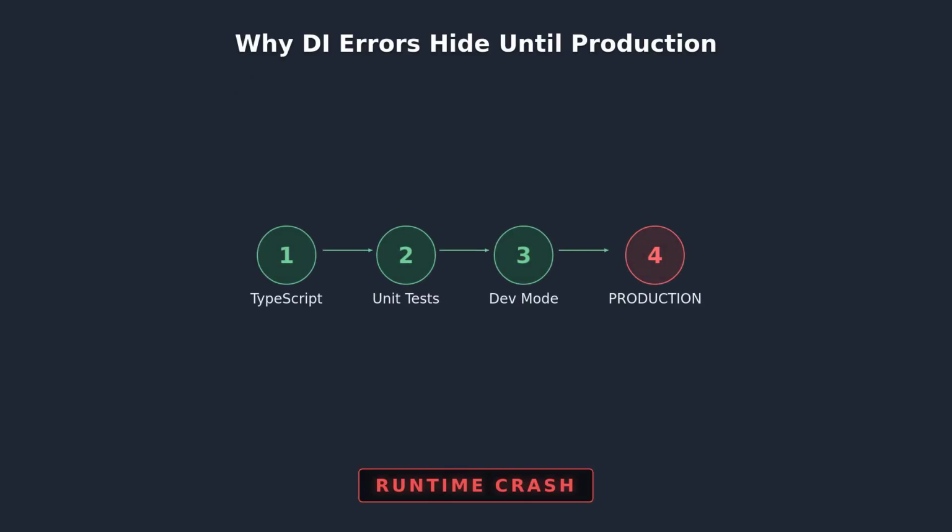Here's what makes dependency injection errors so brutal. They pass TypeScript compilation, they pass unit tests, they even work in development mode. Then they silently crash in production when a user hits a specific route or feature. The Angular compiler can't warn you because the error only exists at runtime when the injector tries to resolve dependencies. There are 5 root causes, and the 5th one is the one senior developers miss most. Plus, stick around because I'll show you a DevTools Injector Tree technique that catches this in 5 seconds flat.